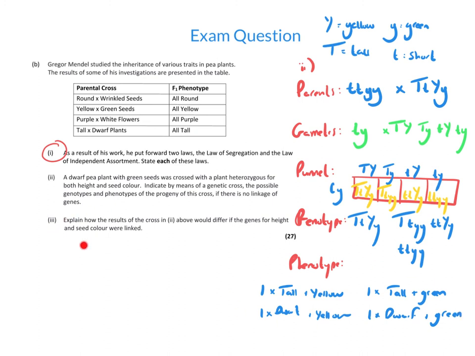And it says, explain how the results of the cross in two would differ if the genes for height and seed colour were linked. Well, what would happen there? We'll just do this over here. If it was linked, there's going to be less variation there, and you'd probably mostly get parental phenotypes. So it just comes straight from the parent.